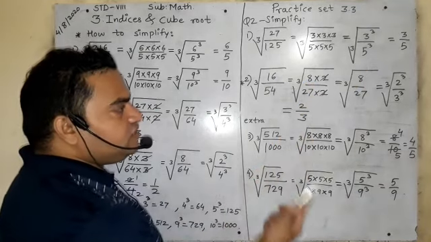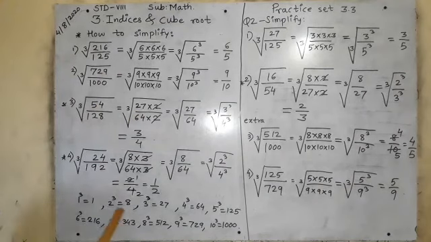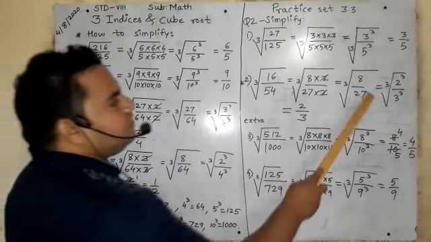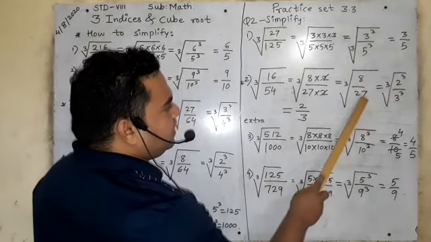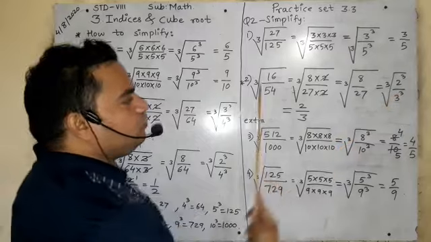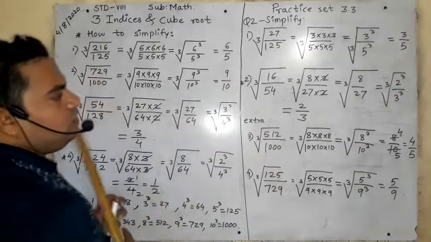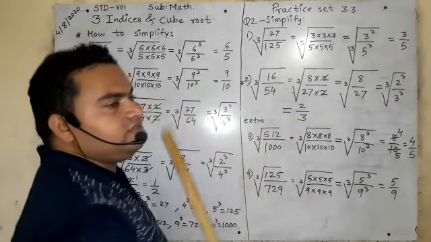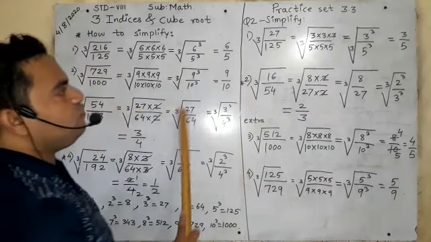8. Which number is a cube root of 8? 2. And which number is cube root of 27? 3. So I will write 8 की जगह पे 2 cube and 27 की जगह पे 3 cube. Is it clear? So by taking cube root, अब उसका cube root ले लो तो क्या बच जाएगा? 2 upon 3.